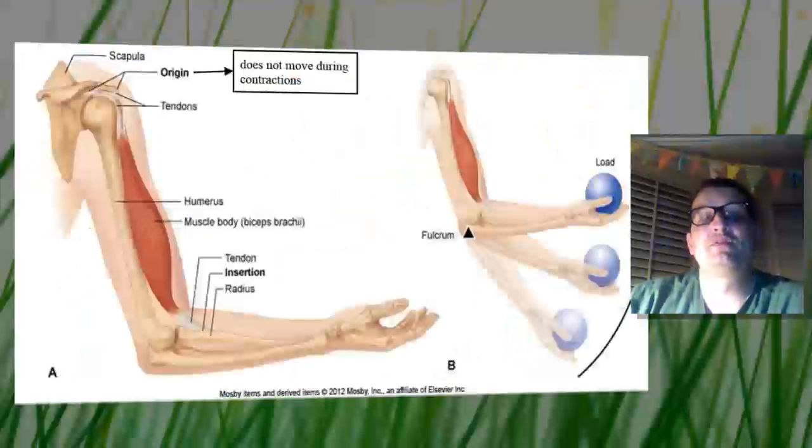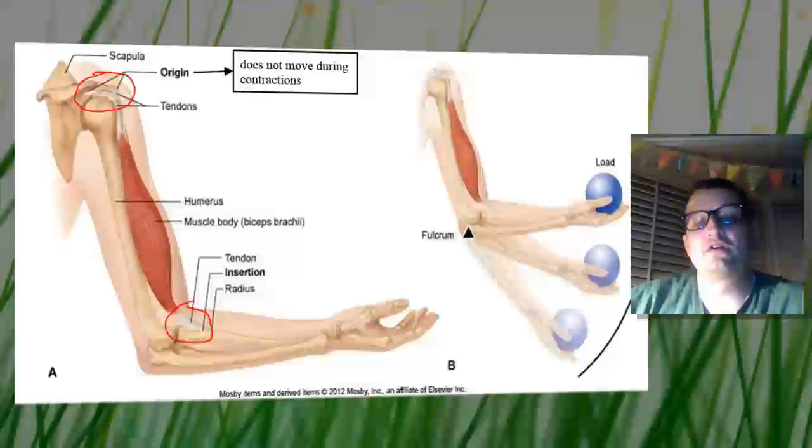It's important to remember that every muscle has an origin and an insertion. The origin, you can think of that as the beginning of the muscle. The insertion is where it inserts onto the bone. Remember that the origin never moves during muscle contraction. It's only the insertion that moves relative to the fulcrum.